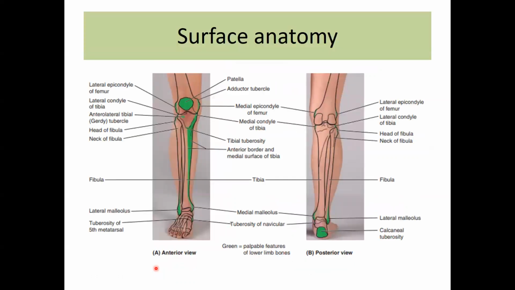Okay, the surface anatomy. The green shaded area is located at the lower limb. At this part you can palpate the patella, and here the lateral epicondyle, medial epicondyle, lateral condyle, and tibial tuberosity. The anterior border is easily palpated, as well as the medial malleolus and lateral malleolus.